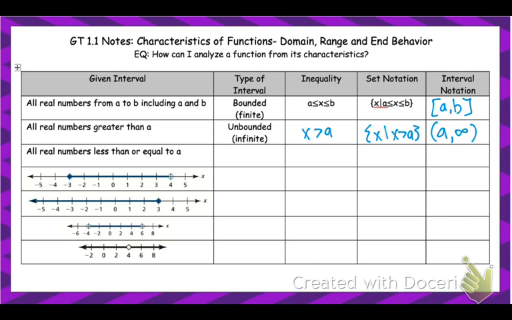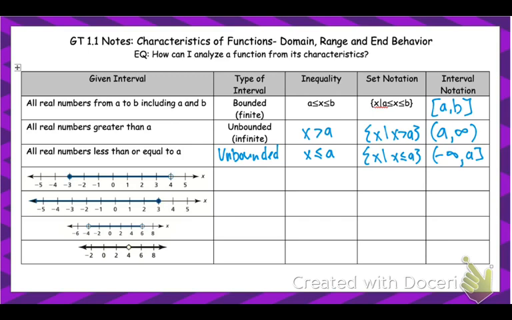All real numbers less than or equal to A. So go ahead, pause it, try this one on your own. All right, so here, this would be an unbounded interval because it's all real numbers less than. We don't know a particular end. Inequality notation, X is less than or equal to A. Set notation looks very similar. And then in our interval notation, we have a bracket on the A, but we do not have a bracket on the negative infinity. And since, again, it's less than A, it's going to be from negative infinity until that value.